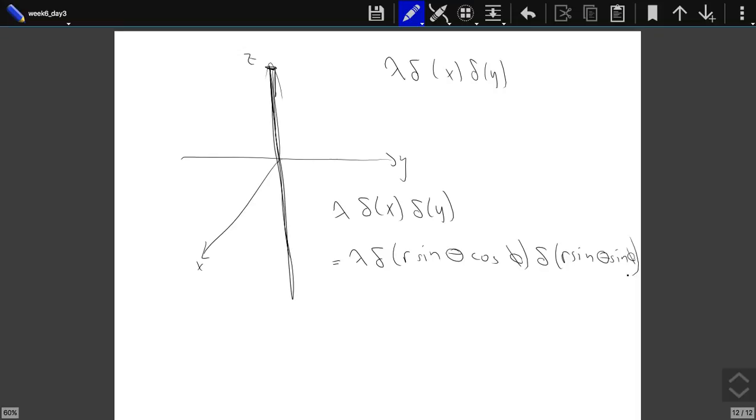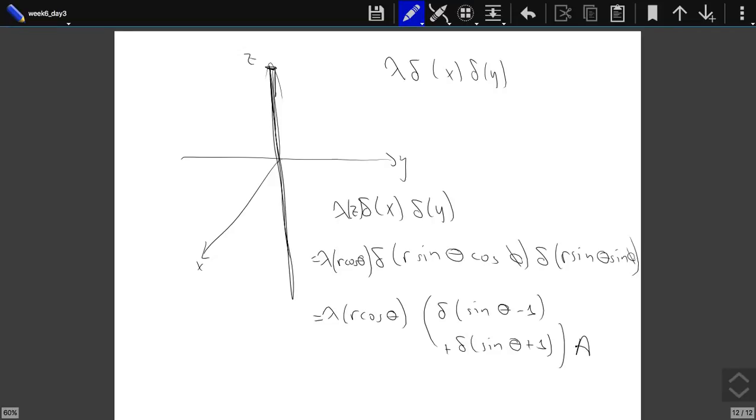What if we have a non-uniform distribution along this line? You are saying that lambda depends on z. Then lambda of z is lambda of r cosine theta. How do you normalize this? It is already normalized. If you want to write it in this form, lambda of r cosine theta times Dirac delta of sine theta, with some coefficient A. Sine theta should be 0.